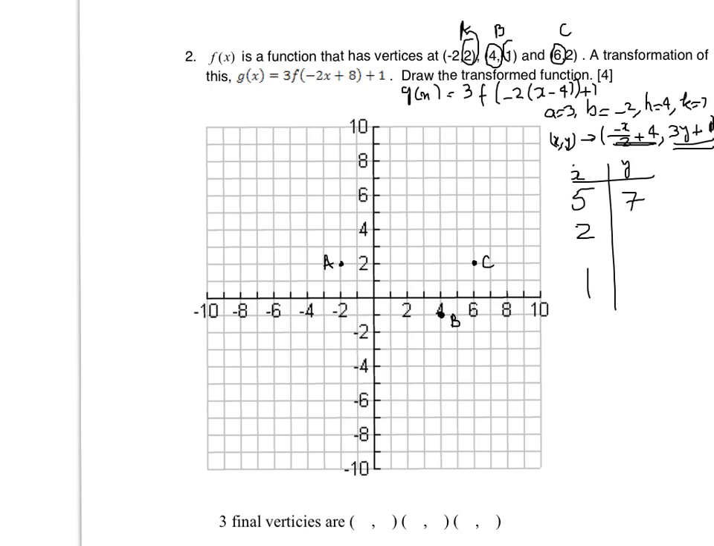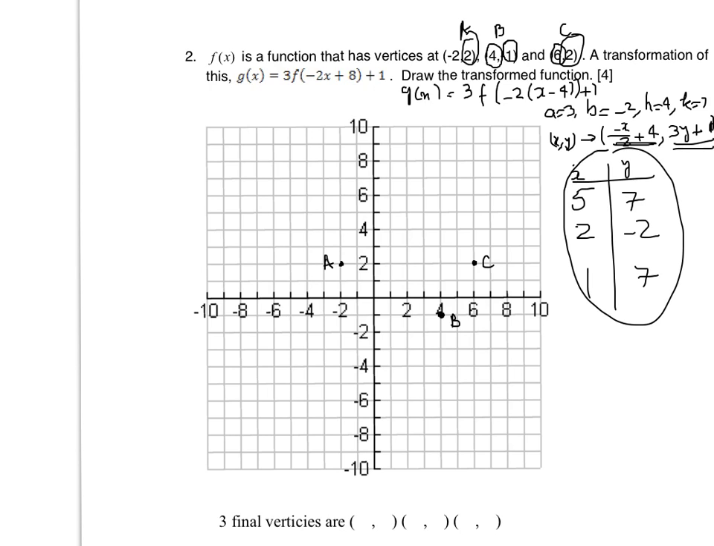The next one is negative 1. Negative 1 times 3 is negative 3 plus 1 is negative 2. And the last one is 2. 2 times 3 is 6 plus 1 gives me 7. Now these are the table of values for the transformed function.